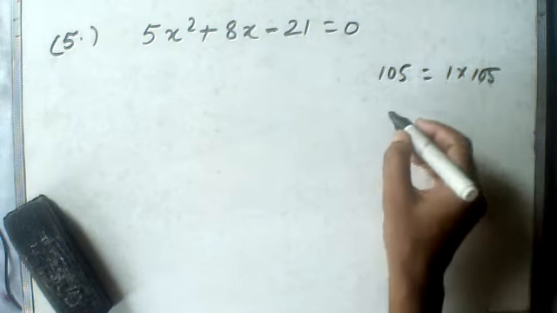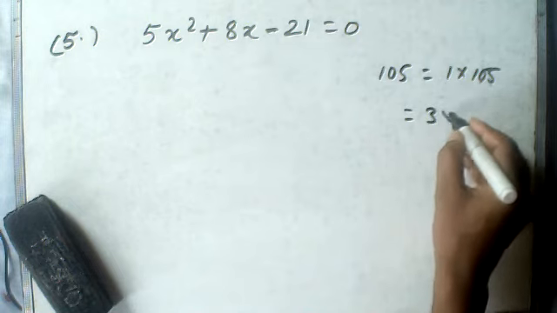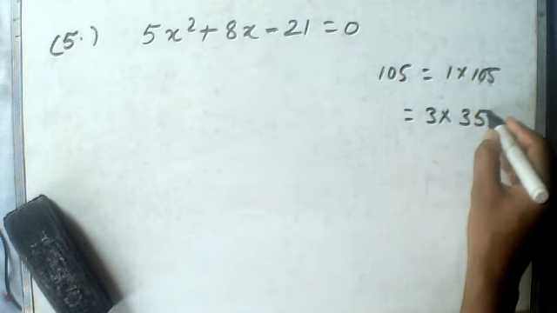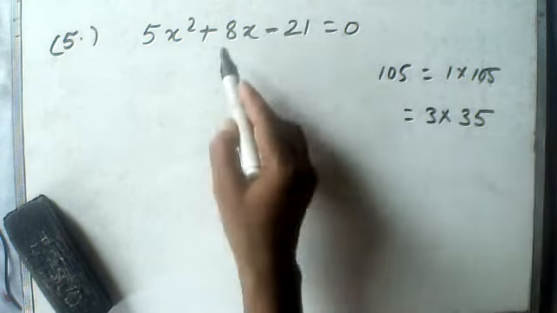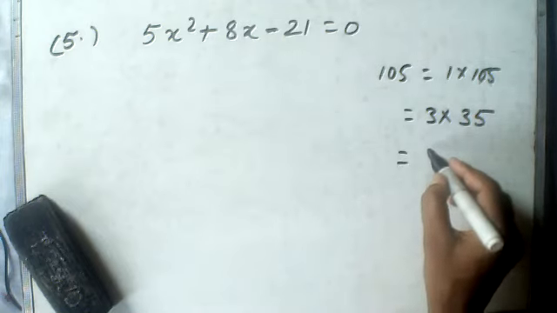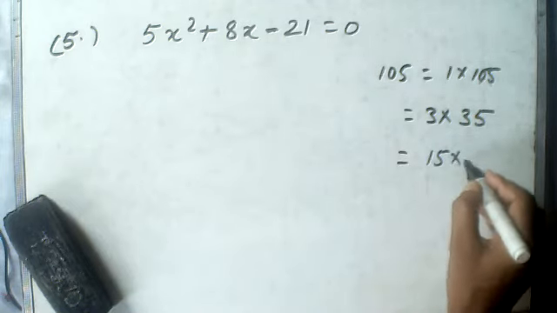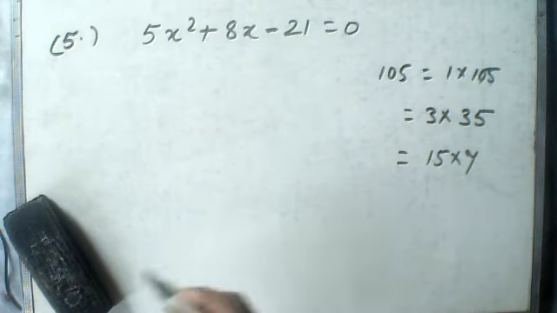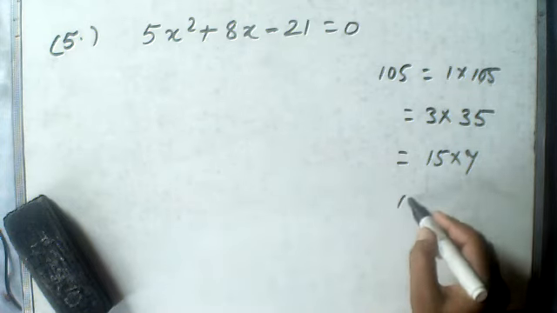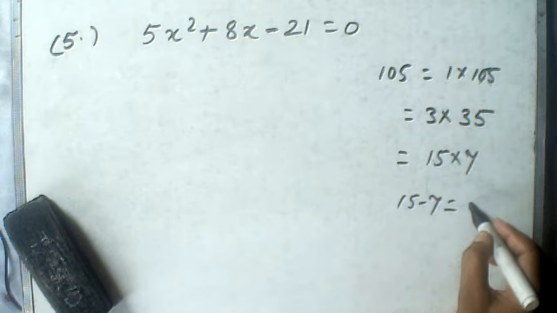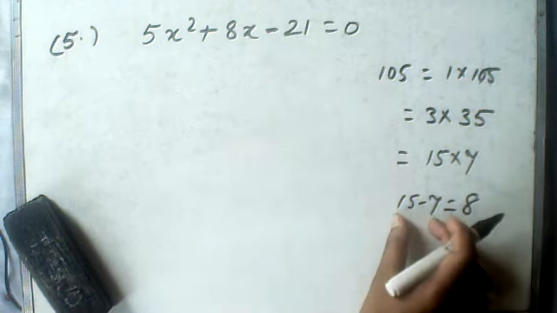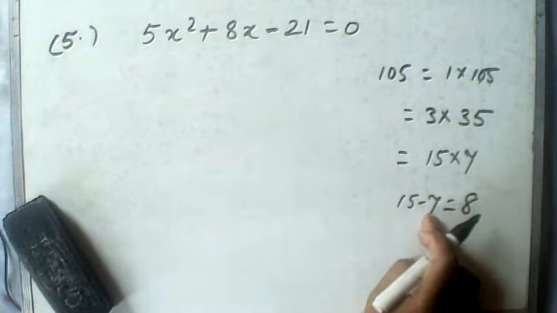So we go for another factor, 3 into 35. The difference of this and this is not 8, so we cannot take this. Another factor, 15 into 7 is again 105. Now 15 minus 7 gives you 8. So we will have the two factors 15 and 7.